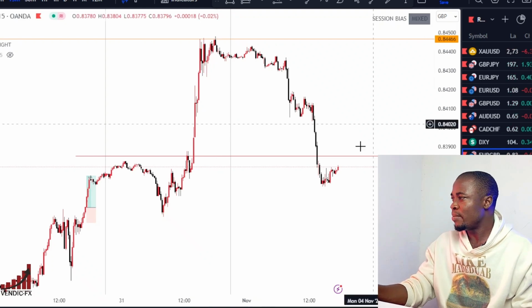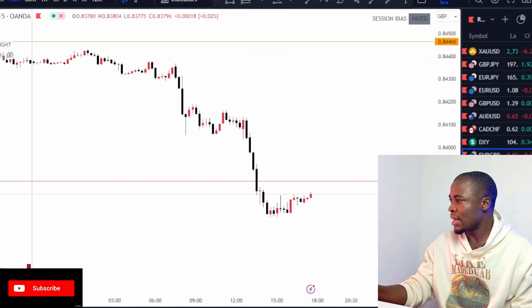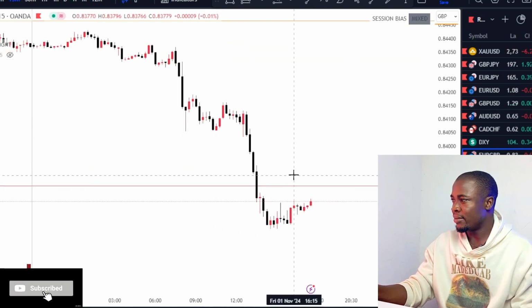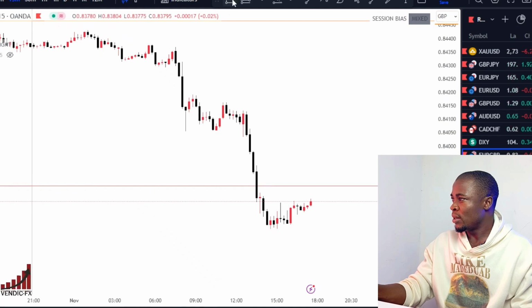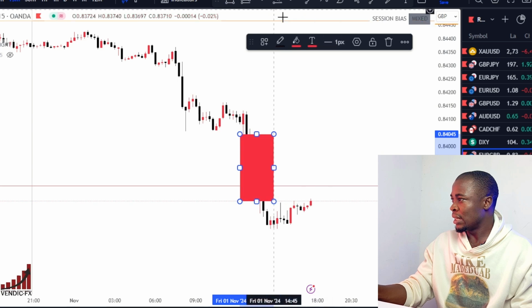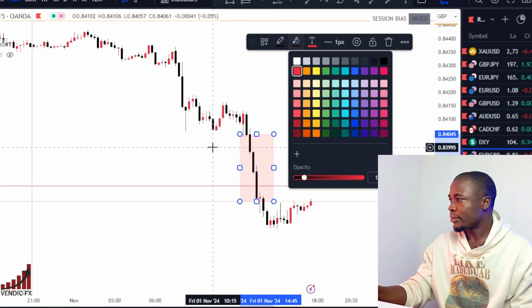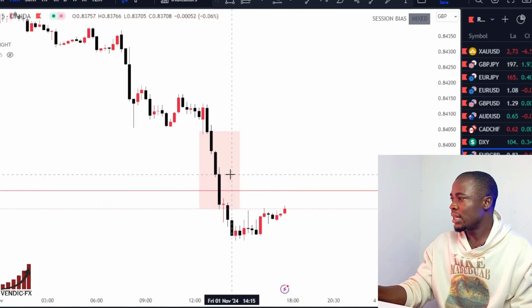I strongly believe that this is not a news event too. So this is an example of LTA. Let me mark up this zone. This zone is an example of LTA. Let me make it faint a little so that you can see. This zone here is an LTA.